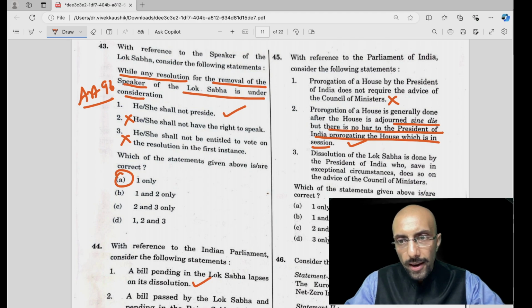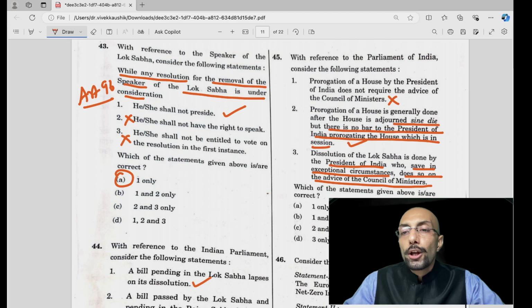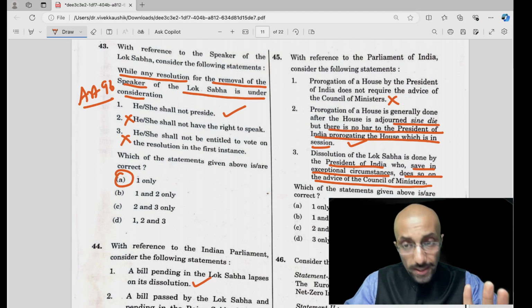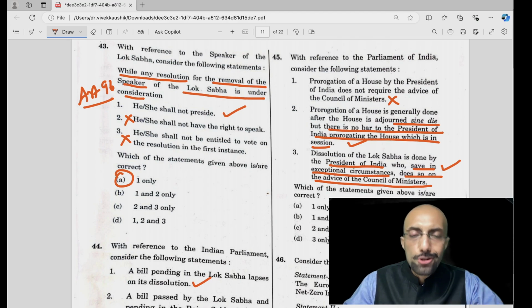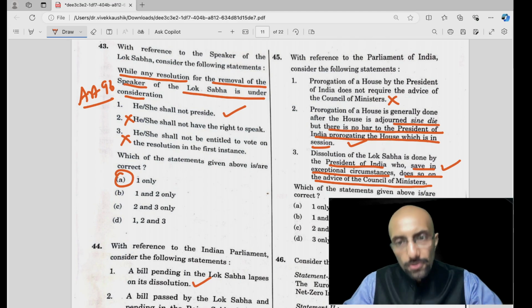Dissolution of Lok Sabha is done by the President of India, correct, who, save in exceptional circumstances, does so on the advice of the Council of Ministers. Yes. As long as the Council of Ministers have majority in the lower house, the President will dissolve Lok Sabha only on the advice of the Council of Ministers. Except when the Council of Ministers do not have majority, they cannot remain in power and nobody else can form the government. Except those exceptional circumstances, the President will dissolve Lok Sabha on the advice of the Council of Ministers. So the answer is C, 2 and 3 only.